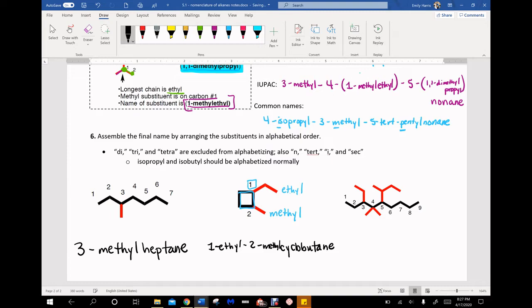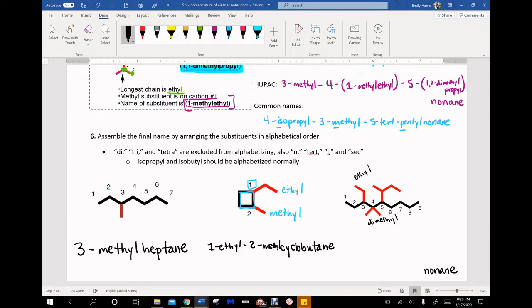Then finally, for the last example here, we have a big chain that is 9 carbons long. And so we know that nonane is going to be our final ending there. Nonane. Now let's go back and name our substituents. So here on carbon 3, we have a substituent with 2 carbons, so this will be an ethyl group. On carbon 4, we have 2 methyl groups, so we'll have to remember to say dimethyl.